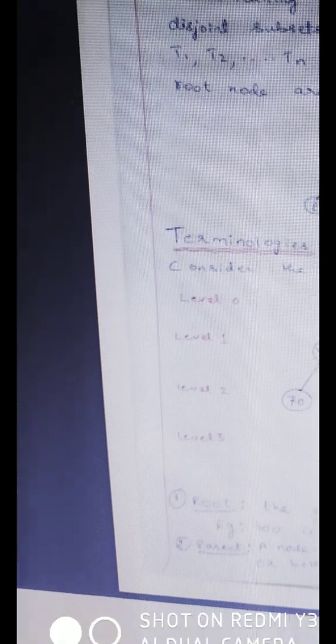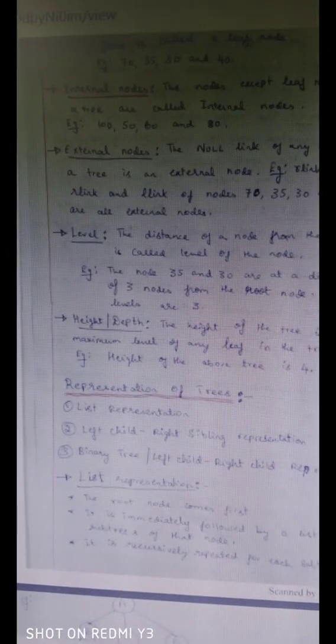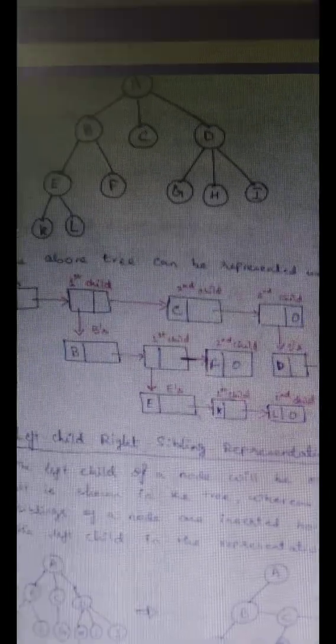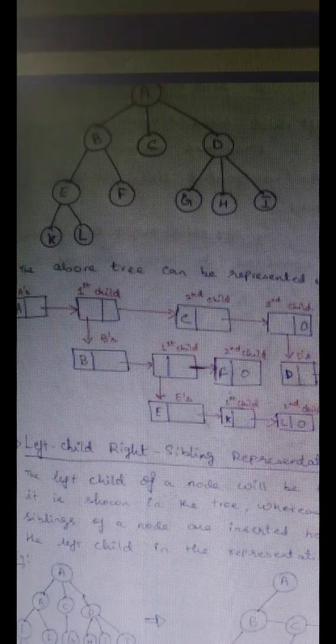Next we'll see how we can represent a tree. A tree can be represented in 3 ways: list representation, left child right sibling representation, and binary tree representation. First we'll see the list representation. Here the root node comes first, immediately followed by the subtrees, and recursively each subtree is represented the same way. See the tree here: A is the root node, next you have subtrees B, C, D, and B corresponds to E, F.